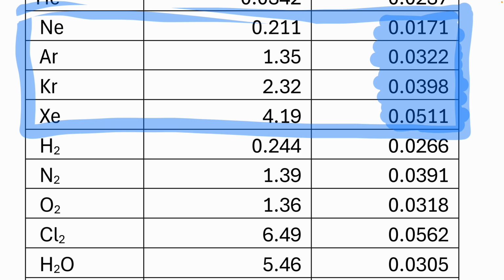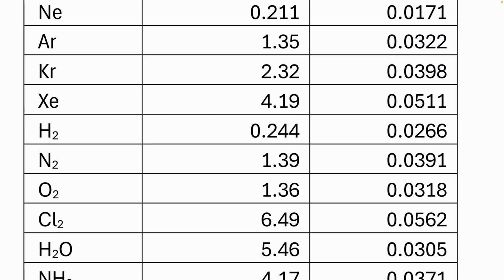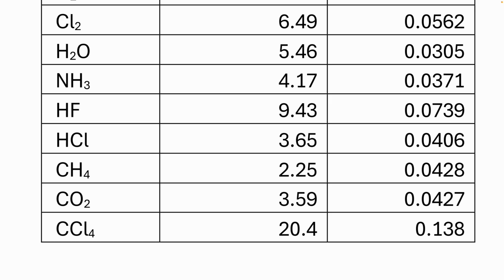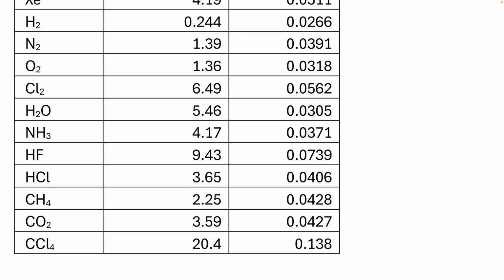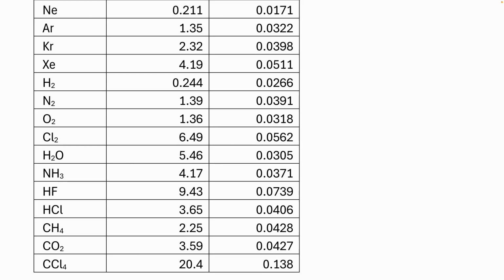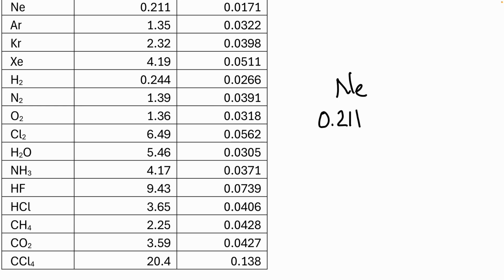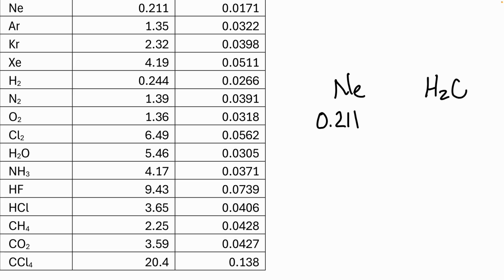Even these are relatively small. They're just single atoms. We could have whole compounds, whole molecules like CCl4. That has a much larger correction factor, right? So this is taking into account the size of those molecules or atoms. Let's compare two more here. Let's take neon, and now let's look at the value of a. Neon is 0.211, and then water is 5.46. And this isn't my volume correction factor, but my pressure correction factor.